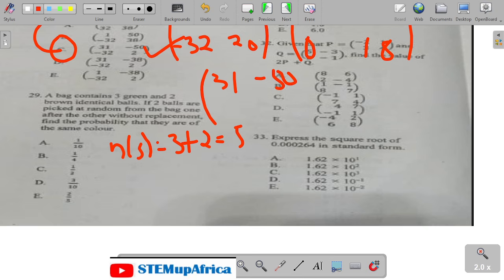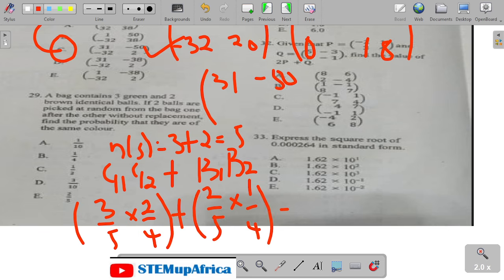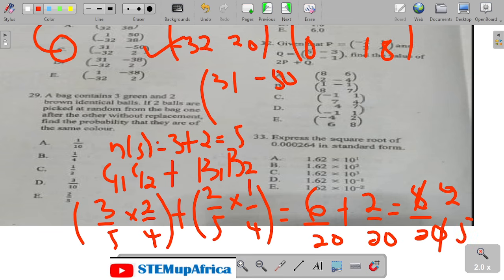So the first is green, second is green, or first is brown, second is brown, which is 3 over 5 times 2 over 4. Without replacement, you're having 2 over 5 times 1 over 4, which is 6 over 20 plus 2 over 20. Answer is 8 over 20. We can divide by 4, so our answer is 2 over 5, which is E. That's how you solve without replacement.